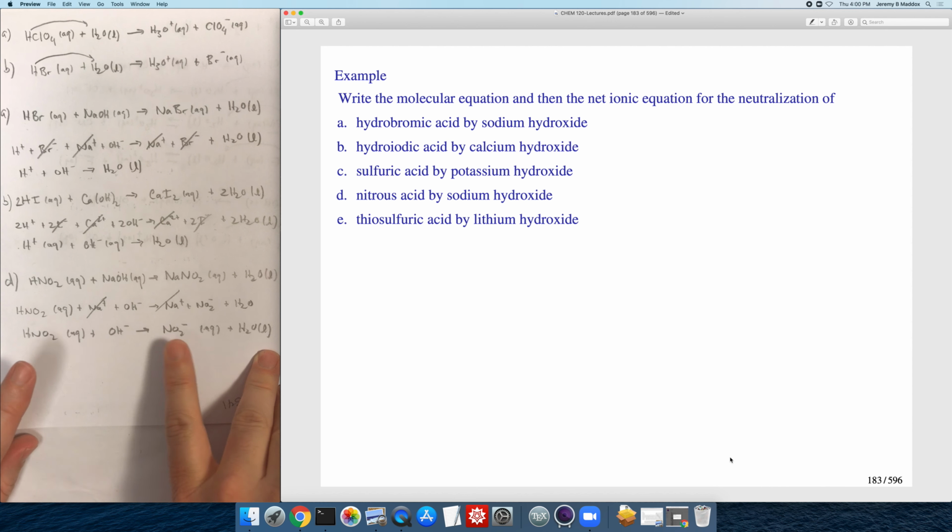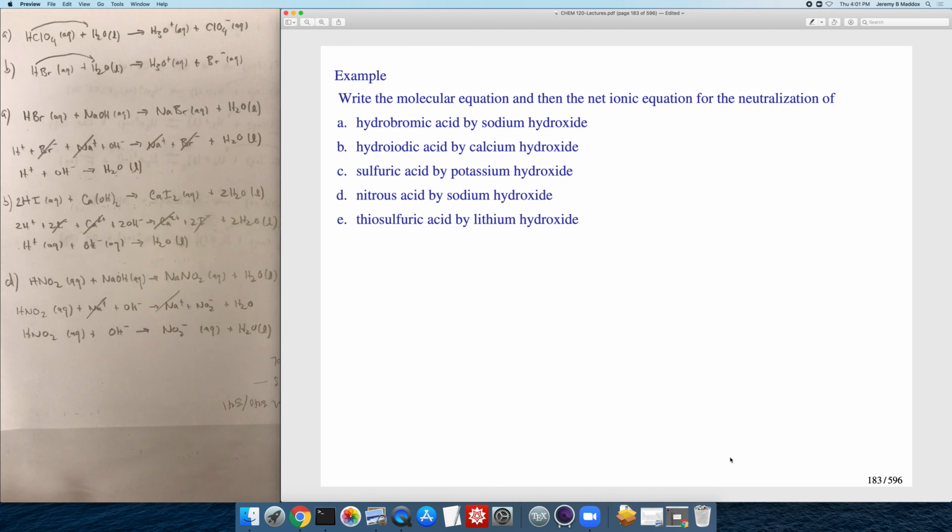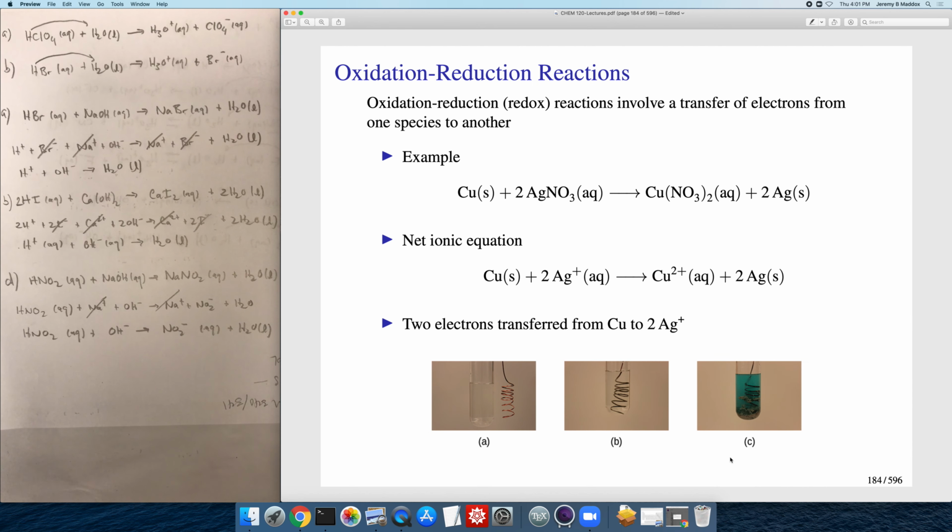Part E is going to be very similar to this one. Lithium hydroxide is a strong base, and then the thiosulfuric acid is going to be a weak acid. Okay, so I'll leave that one as an exercise for you. You'll have to figure out what thiosulfuric acid is. Well, I think that is the last slide in this one. We will start the next video with oxidation reduction reactions.